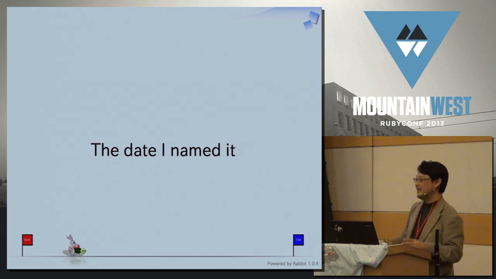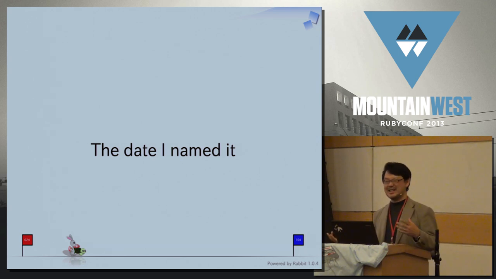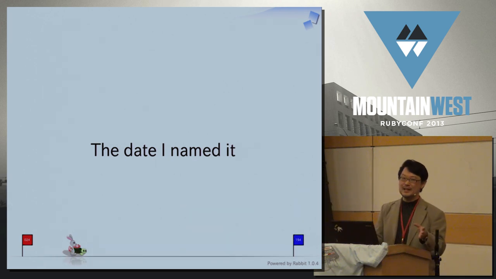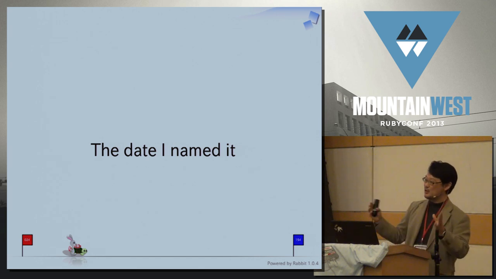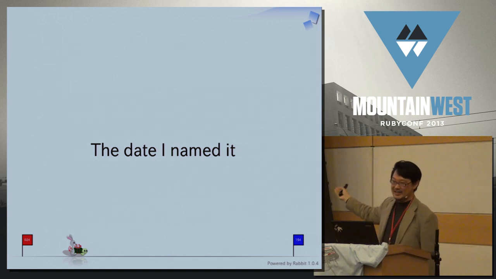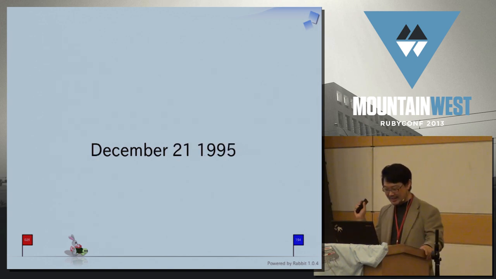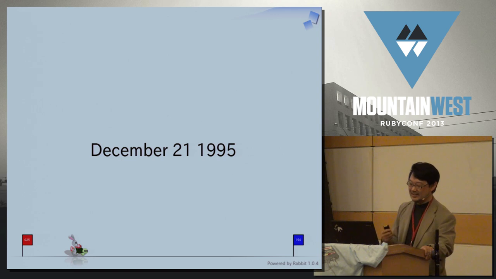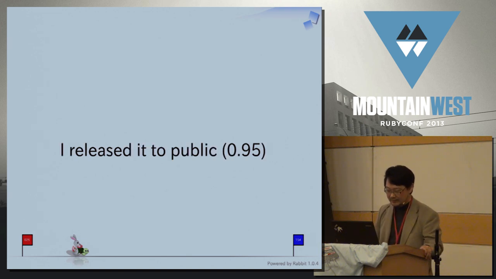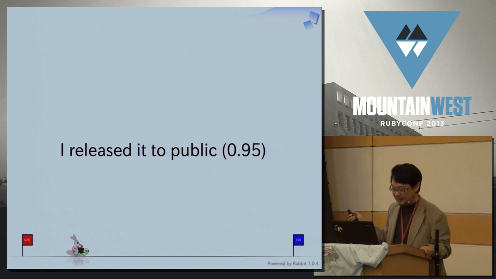Software and a programming language is kind of like a concept, with no physical entity. So the name is pretty important for the entity. I chose the day I named it as the birthday of the language. Then, 2 years later, on December 21st, 1995, I released it to the public on the internet. The version back then was version 0.95.